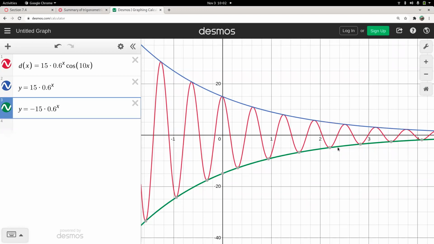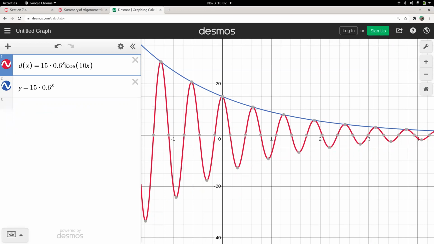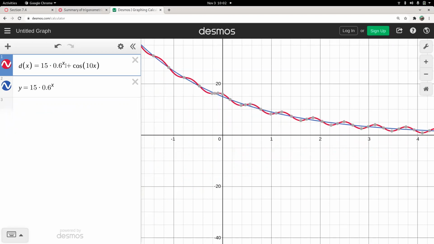If we change that to an addition, then it would try to follow the top curve. So if I get rid of this here and make this an addition, so I change this to the midline instead of the amplitude, then it tries to oscillate with that curve as its midline.